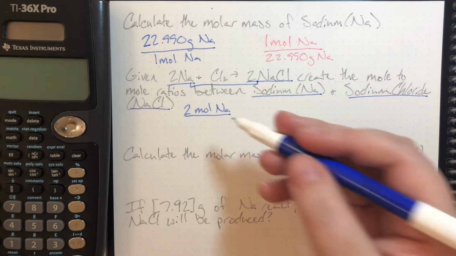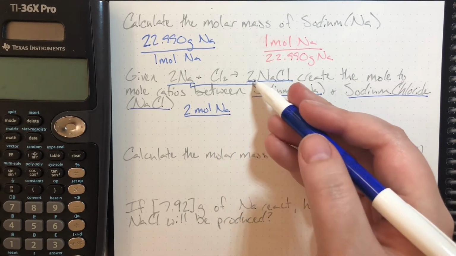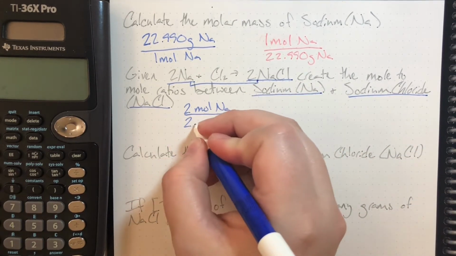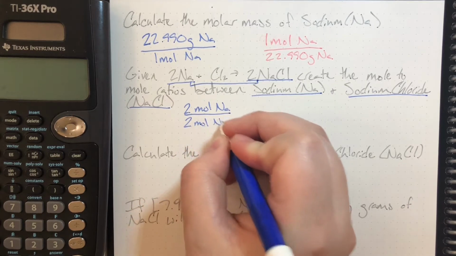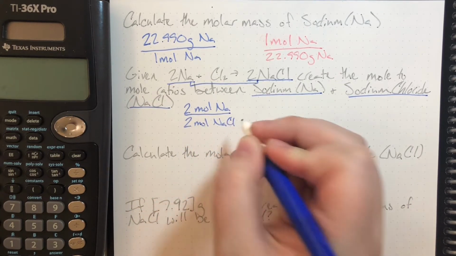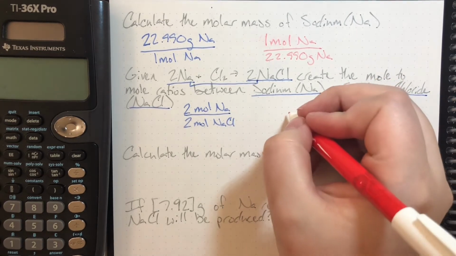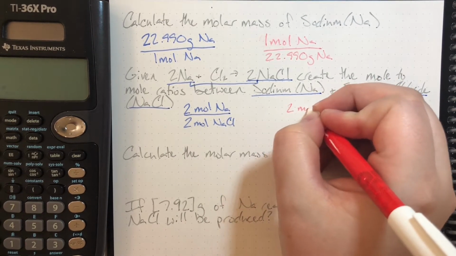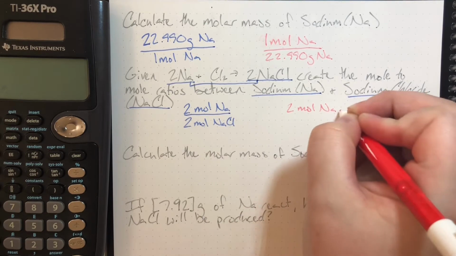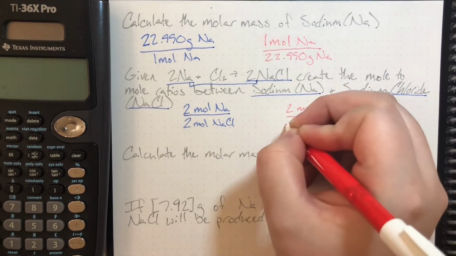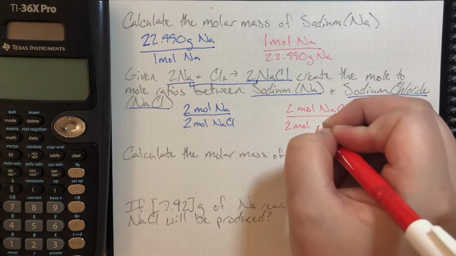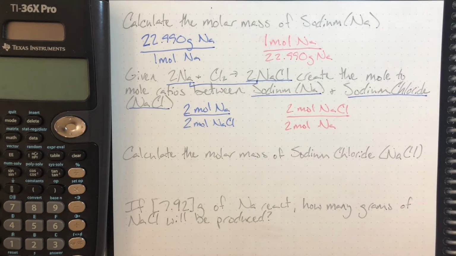And I will say that I have 2 moles of sodium for every coefficient in front of sodium chloride, 2, inserting the word mole, formula for sodium chloride. And since this is a conversion factor, I will flip the fraction and say that for every 2 moles of sodium chloride, there are 2 moles of sodium.